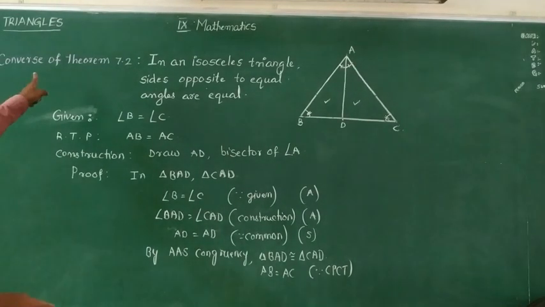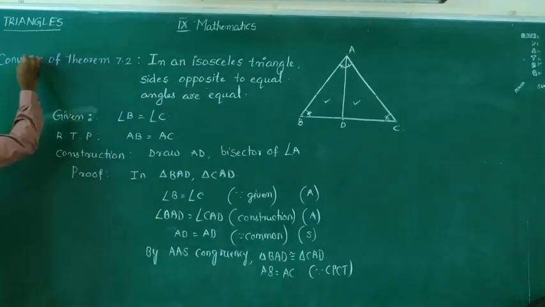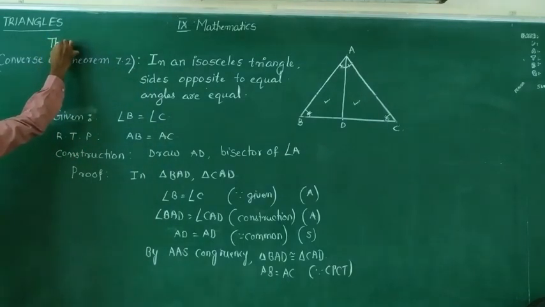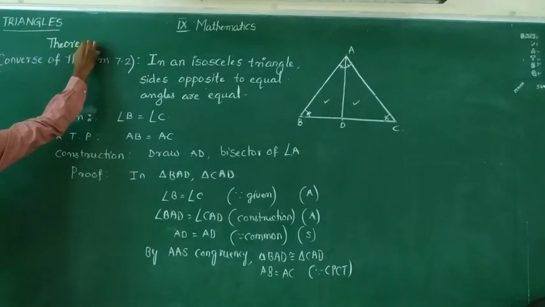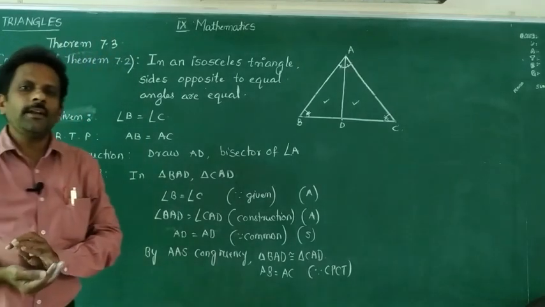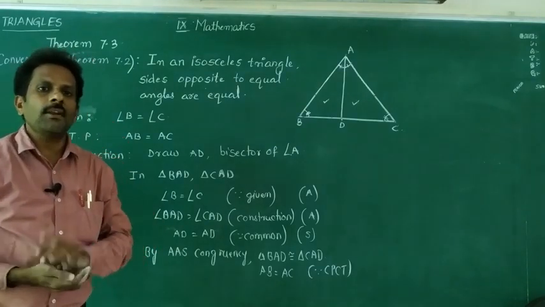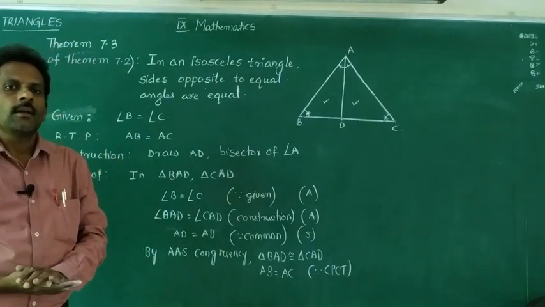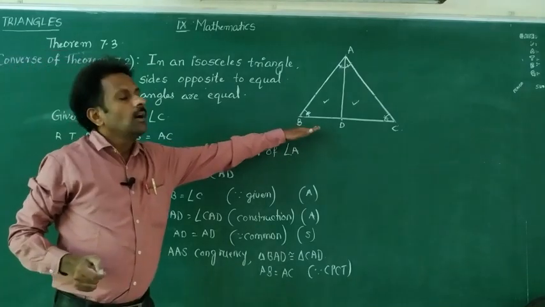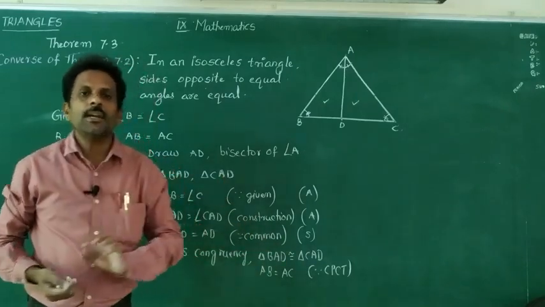So this theorem number is 7.3. This is the converse of 7.2. In both 7.2 and 7.3 we have used a congruency rule, but in 7.2 we used the SAS congruency, whereas in 7.3 we used the AAS congruency. So that you need to remember, children.